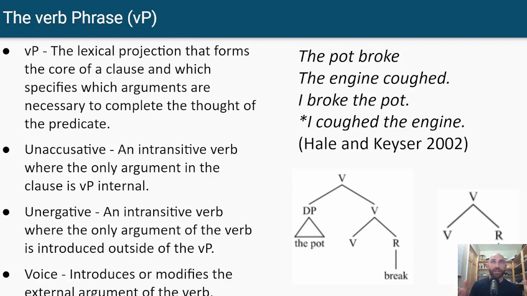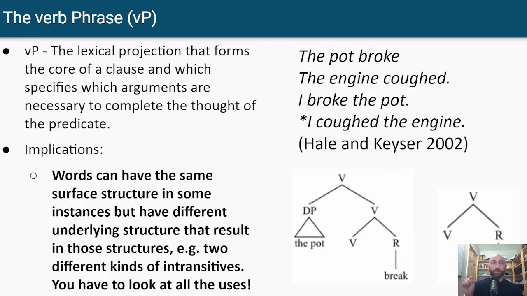And Hale and Kaiser's claim is that this is a structural difference between break and cough. Break takes an argument itself. Cough itself does not take an argument. Okay, and we see this show up in how it's used differently syntactically. The point here is that words can have the same surface structure in some instances, but have different underlying structures that result in those surface structures.